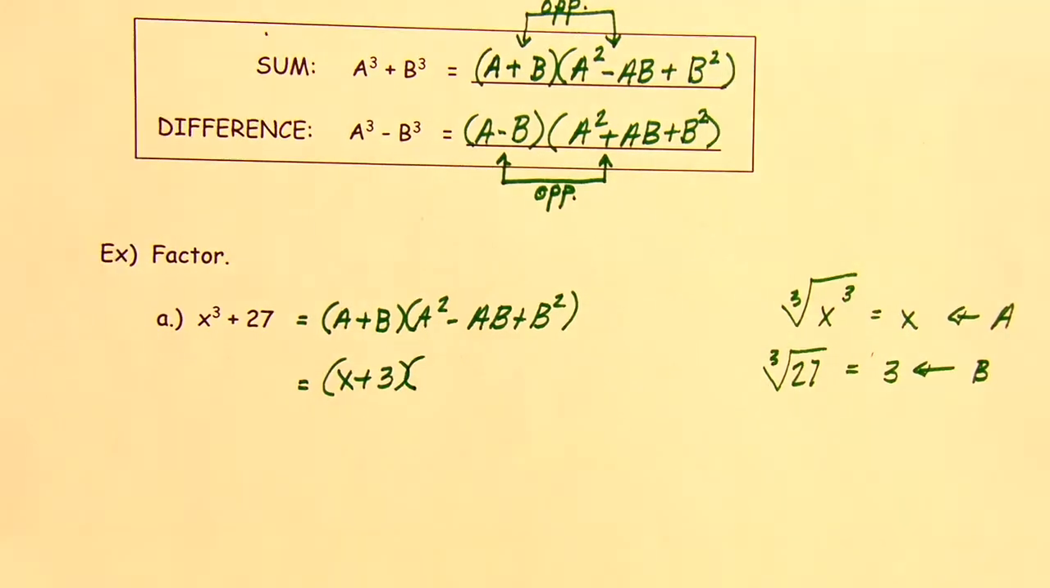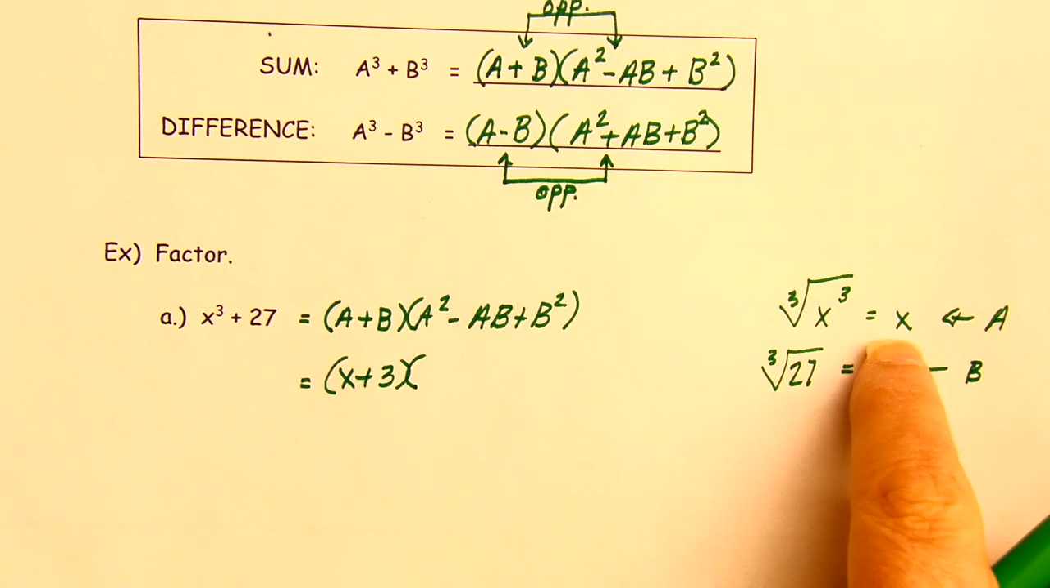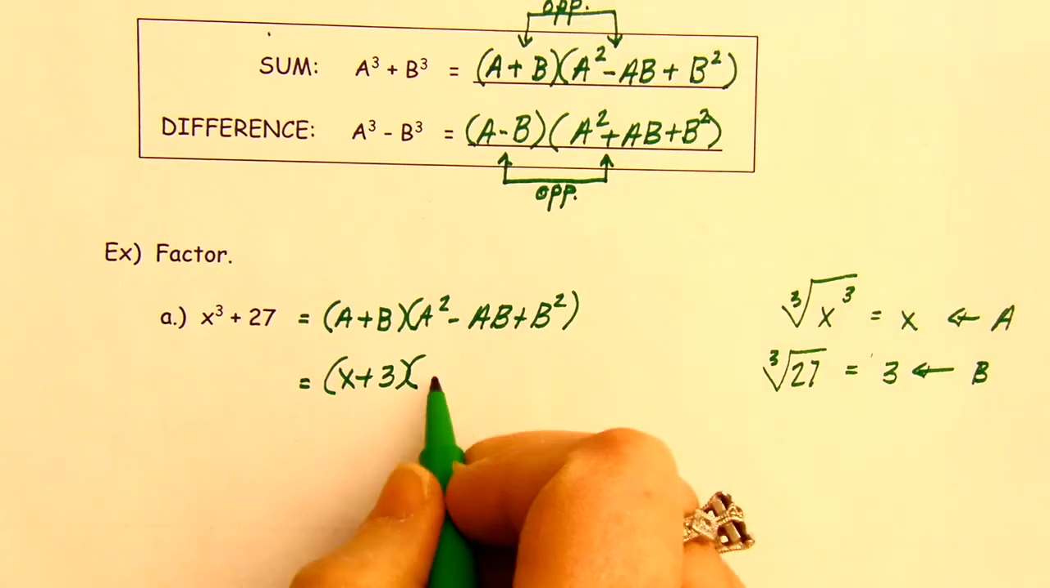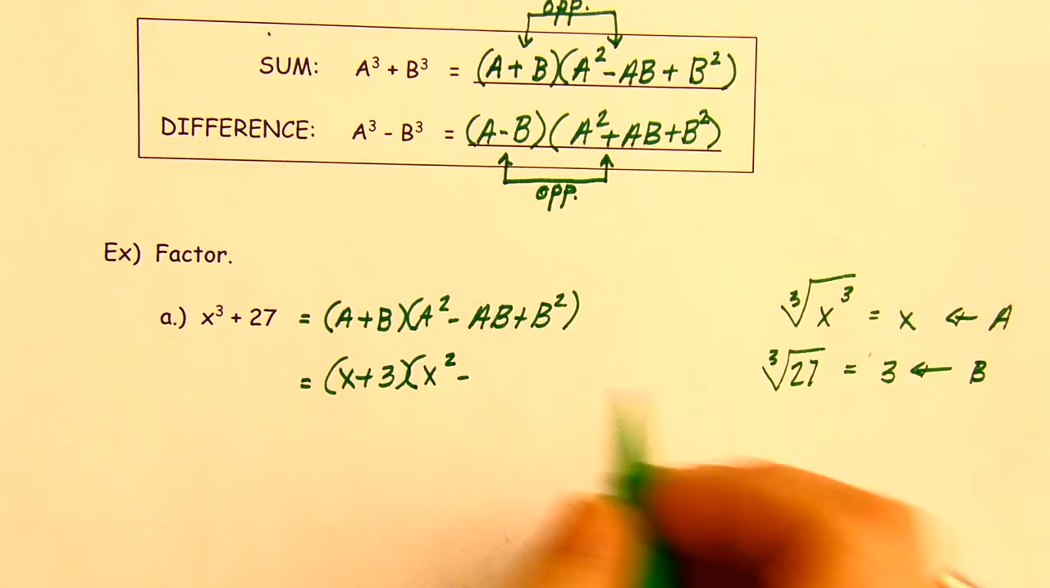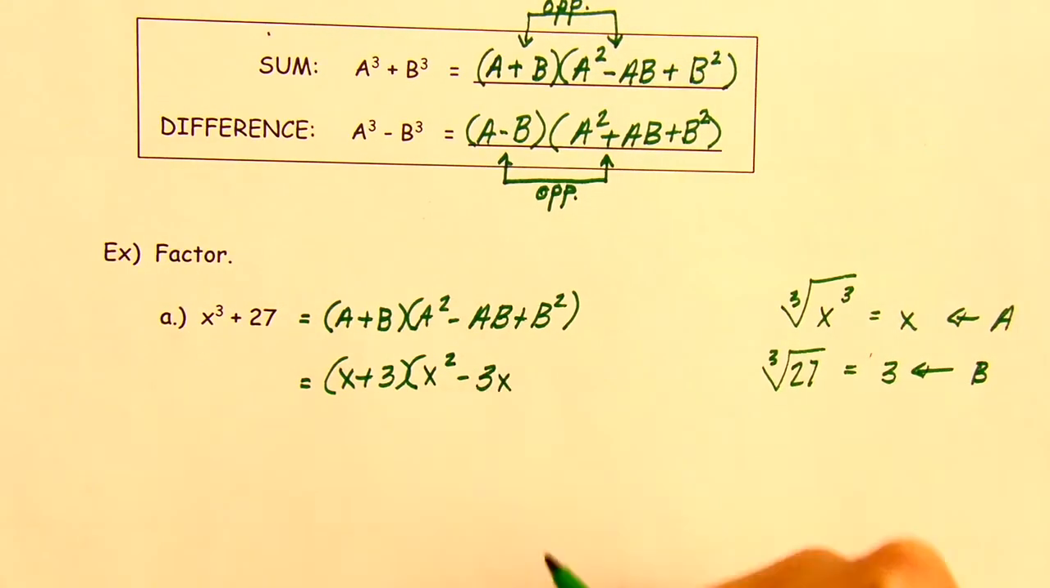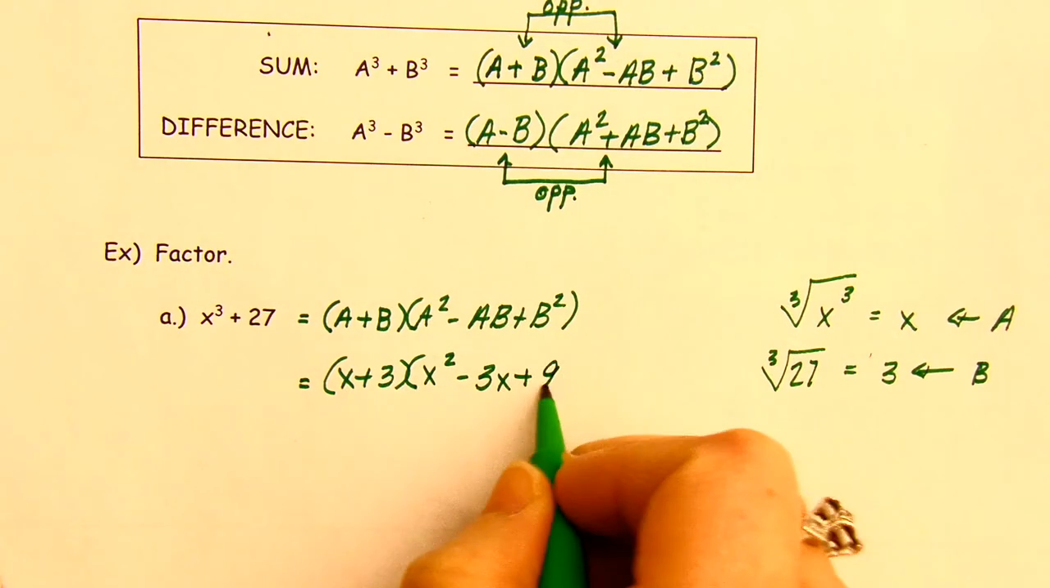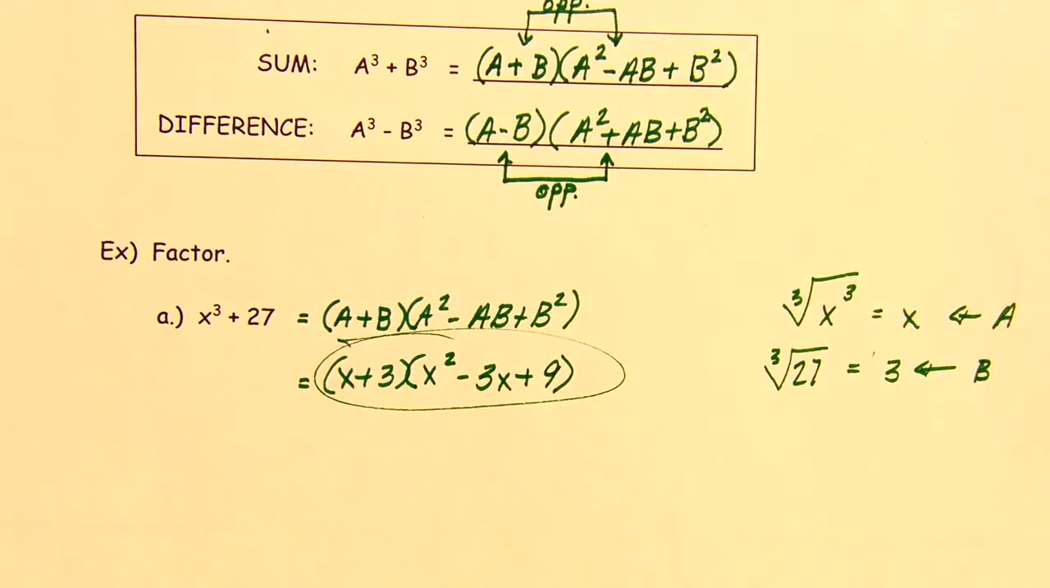And now I'm going to take the a and square it. So my a is x. I'm going to square the x and get x squared. The sign is minus. A times b is x times 3, or 3x. Plus, and then I'm going to square the b. The b value is 3, so I get a 9. And that's how your sum of cubes in that example factors.